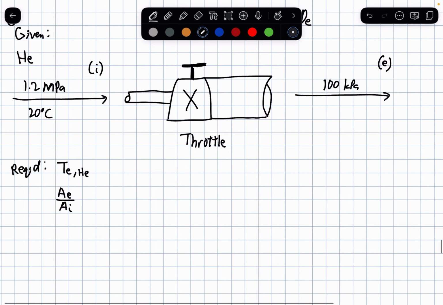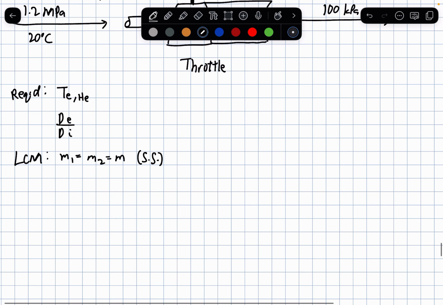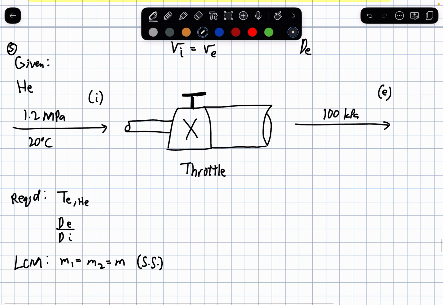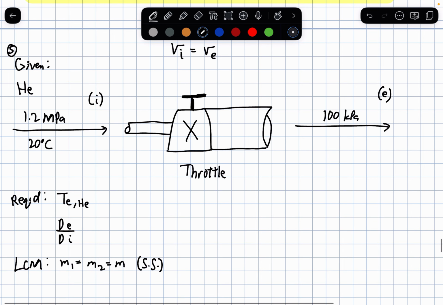By default, the ratio is going to be exit over inlet, no? So in this case, ratio of the pipe diameters. I don't know why I wrote A; A is supposed to be area, but that's not area right now. We have LCM, M1. This is steady state. Why? Because there is no mention of accumulation, so we cannot say that this is transient. Transient is typically tank filling or tank emptying problems. In this case, that's not the case.